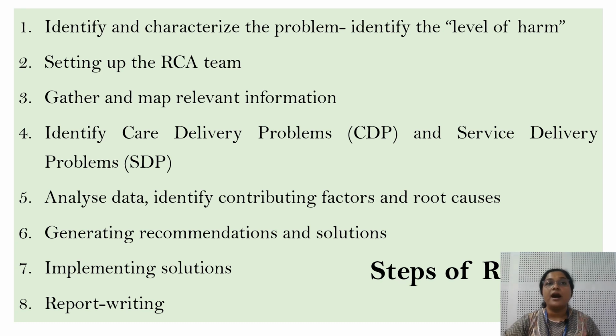The RCA team then begins conducting confidential interviews with the stakeholders and document reviews to gather relevant information regarding the incident, and they try to map it. They try to identify care and service delivery problems, which include acts of omission as well as commission. The team then analyzes the data that is collected and identifies factors that may have contributed to the incident as well as the root causes. Based upon their findings, the team makes recommendations and solutions which are then implemented, and finally, a root cause analysis report is generated.